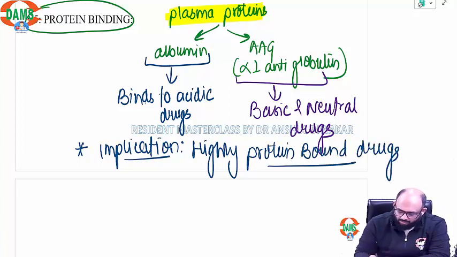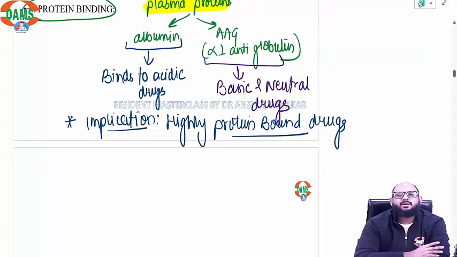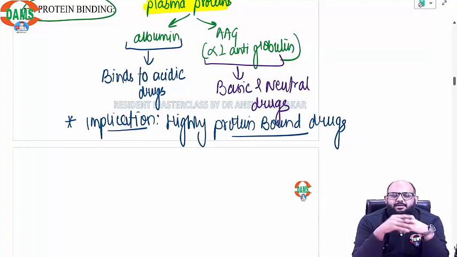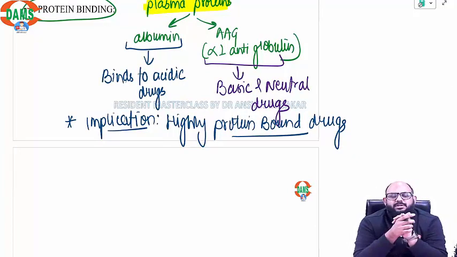See, we talk a lot about protein binding and its effect. But what is this protein binding? So when a drug reaches the systemic circulation, it first comes in contact with these proteins.